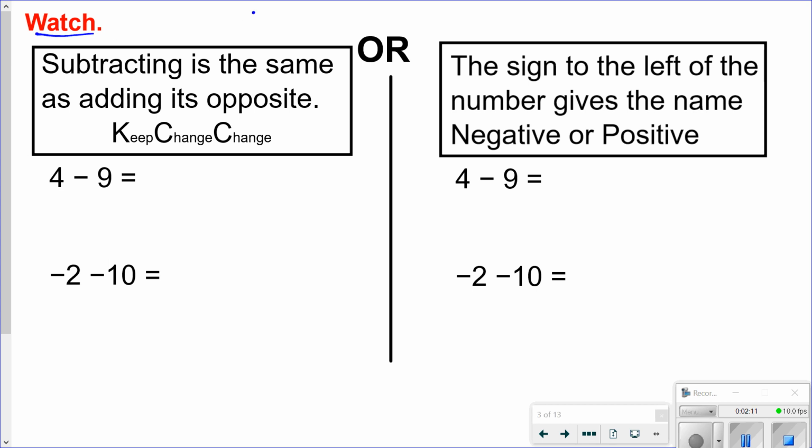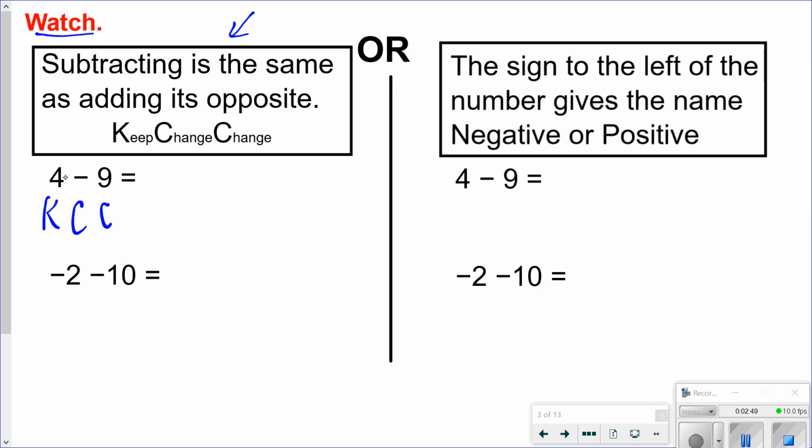Many teachers will teach this concept using something called keep, change, change. The concept is stating that subtracting is the same as adding its opposite. I don't like to use this method, but I thought I'd go ahead and show you just in case you ever saw it on another worksheet, or if you watch some other kind of video, this is what they're teaching. So they're saying that if we keep this 4, change the subtraction to addition, and then change that positive 9 to a negative 9, subtracting is the same as adding its opposite.